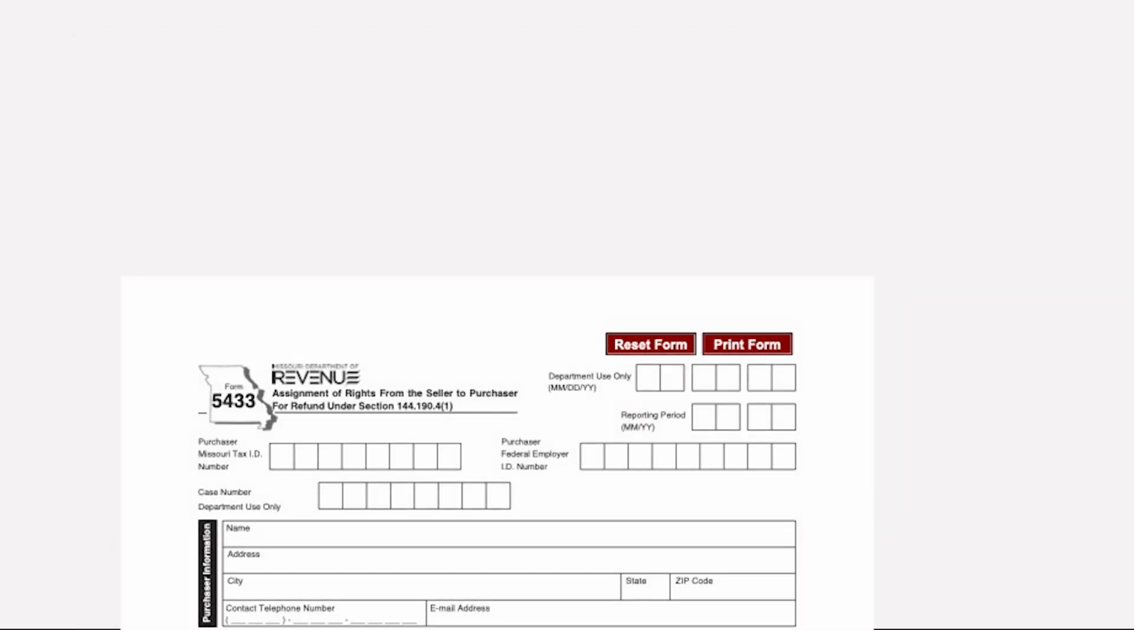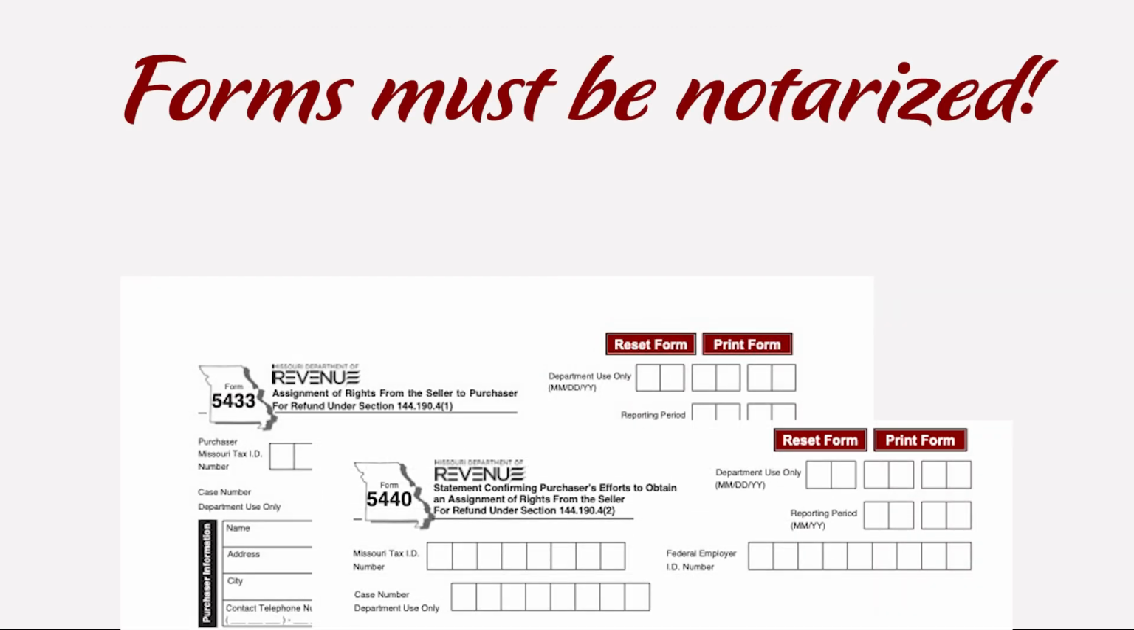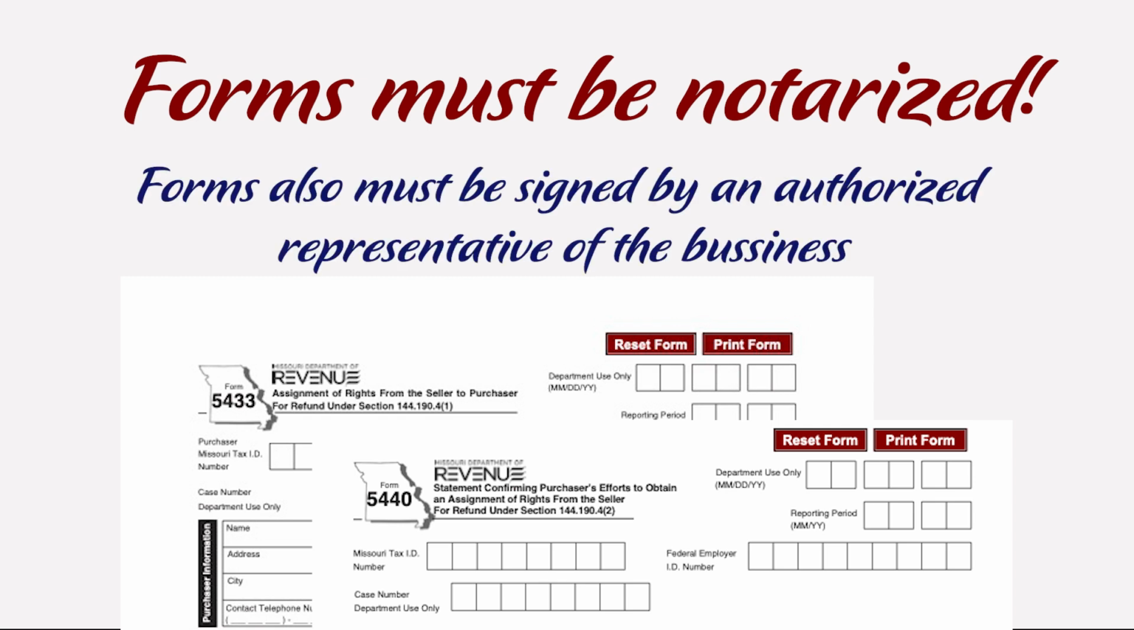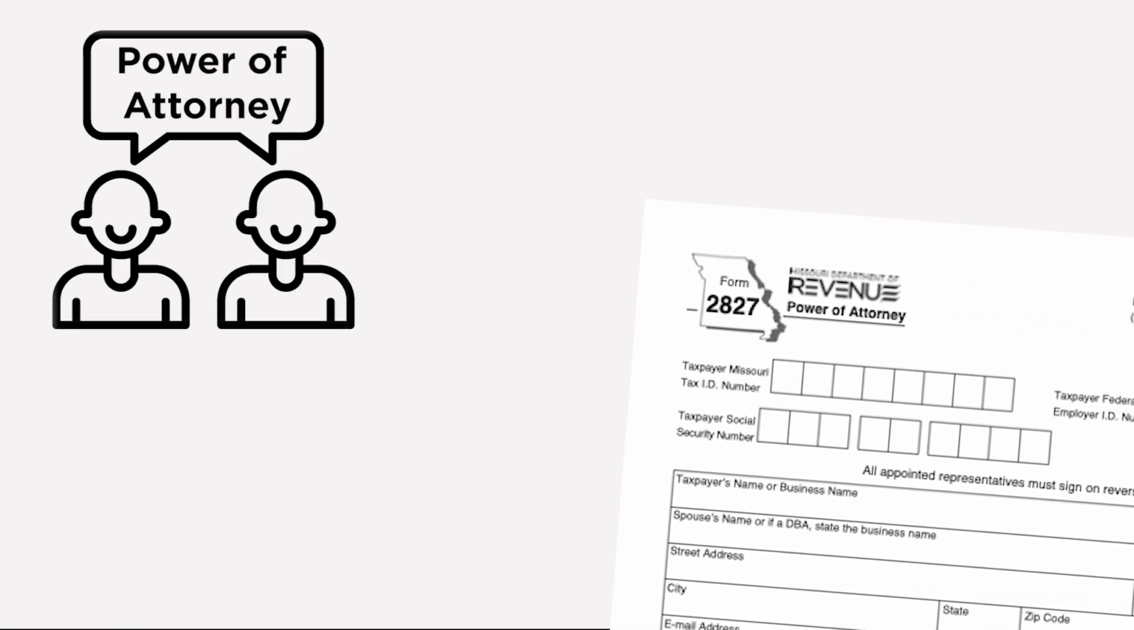Forms 5433 and 5440 must be notarized to be valid. If not, the forms, and by extension the claim, will be rejected. Please also note that the form must be signed by an individual who is registered with the department as an officer or authorized representative of the business, or by an individual who has been given power of attorney by one such person. If you wish to give someone power of attorney for your claim, you must include a completed Form 2827.